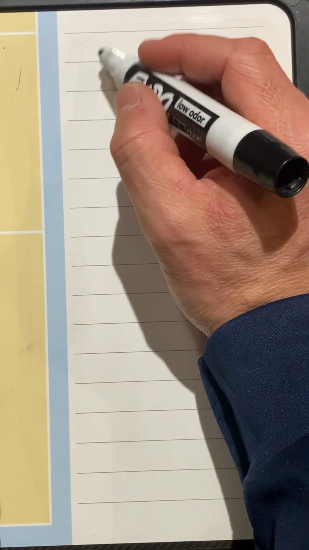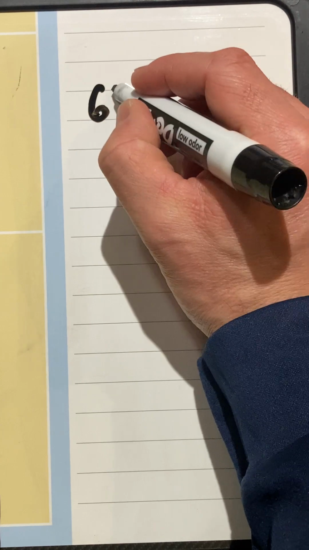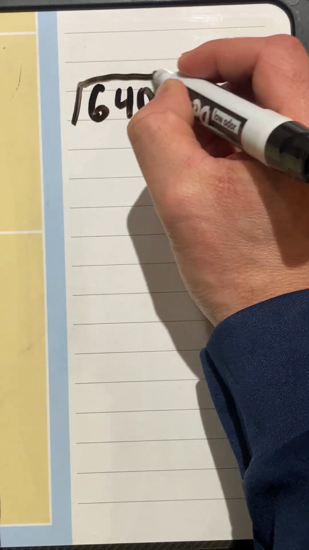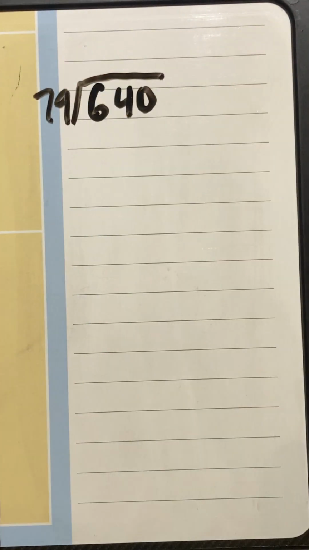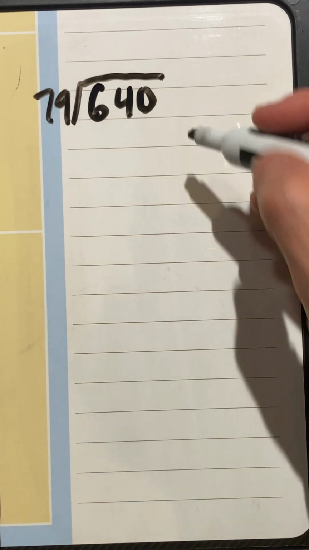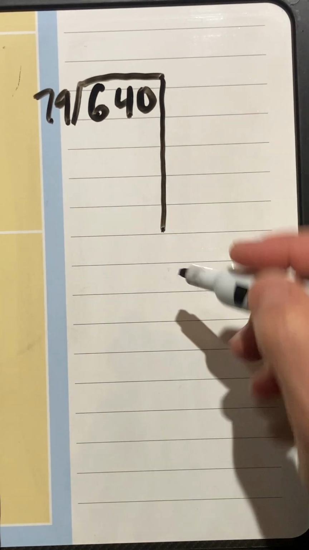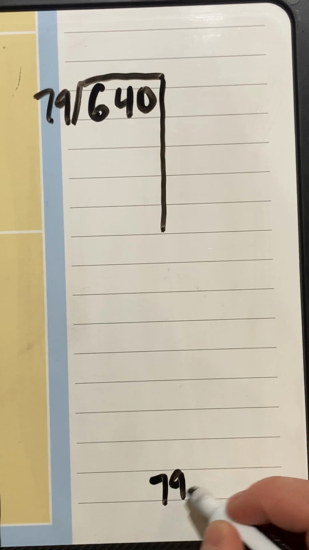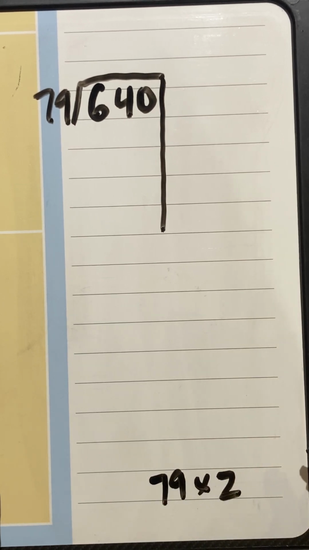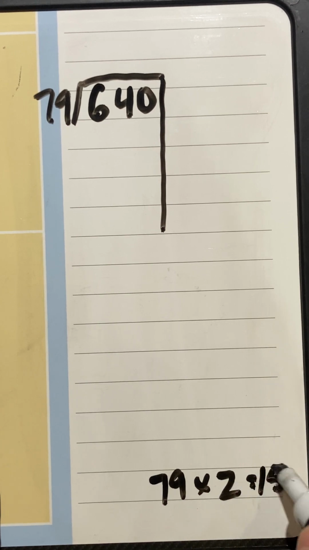All right. 640 divided by 79. 79 times 2 is 158.